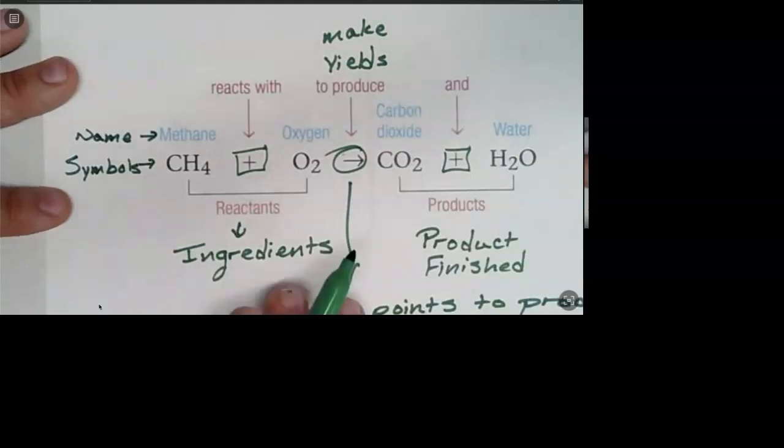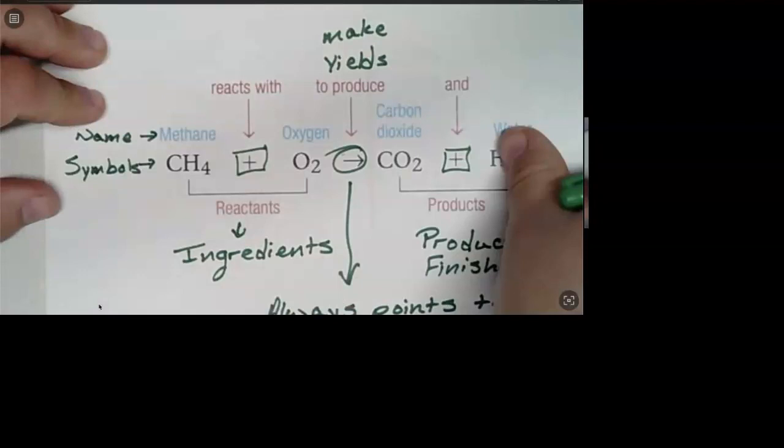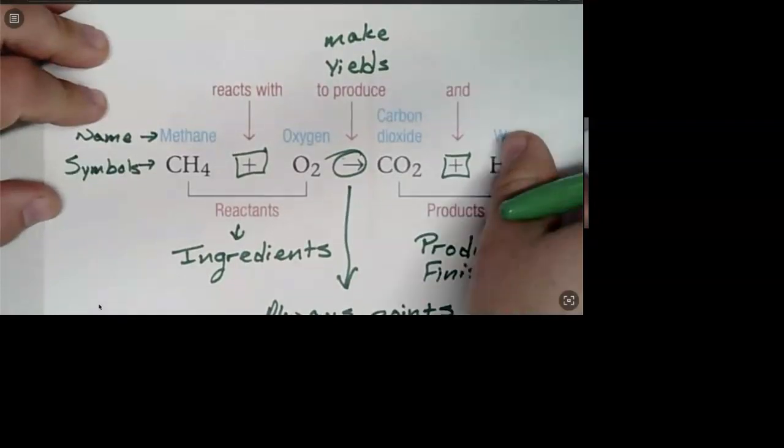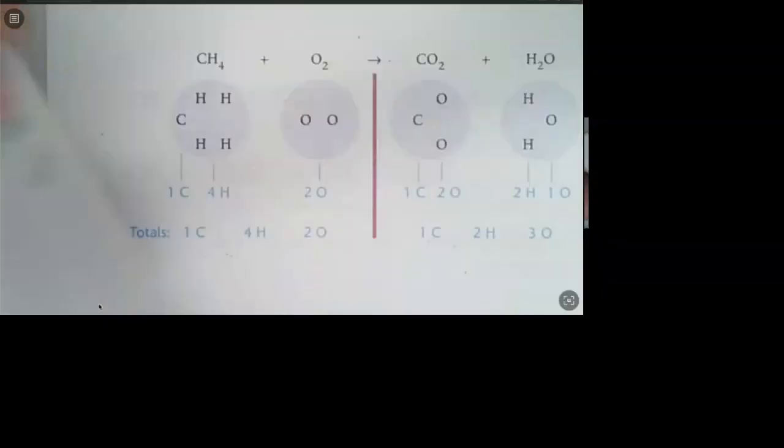Any questions so far? Oh, goodness. Let's see, is that just one page? That is just one page.